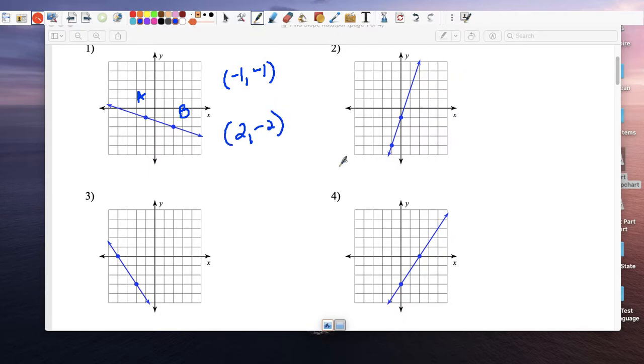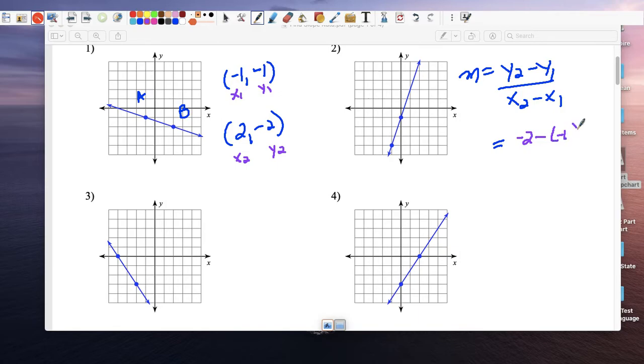Now remember, to find the slope, we use the difference between the two y values and the difference between the two x values, right? It doesn't matter which point you call 1 and which you call 2. Just because these came first, I'm going to call this x1, y1. This is going to be my x2, y2. Once I assign this, I can just substitute. It's y2, which is -2, minus y1, which is -1, in parentheses, over x2, which is 2, minus -1.